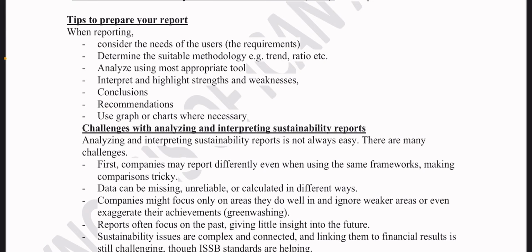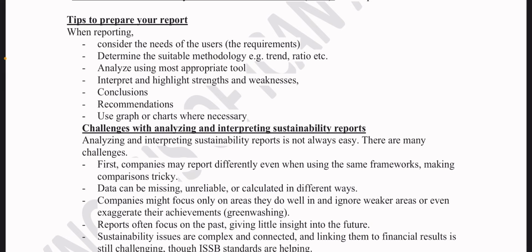When you understand that, then determine the suitable methodology. Okay, in this case now, is it ratios I will need? Are they saying that I should assess the trend of environmental impact? I should assess the trend of the cost that the company has incurred on environmental protection? What are they asking me to do? As I said, first of all, understand it. That will help you to determine the most suitable way to tackle the question. Then, when you determine the suitable way, you go ahead and analyze using that tool.